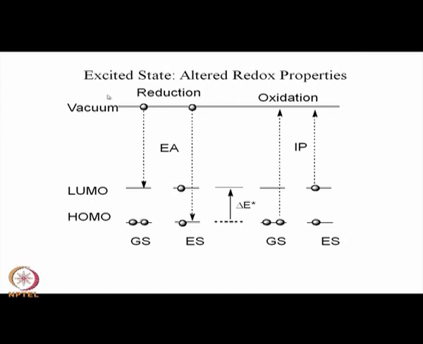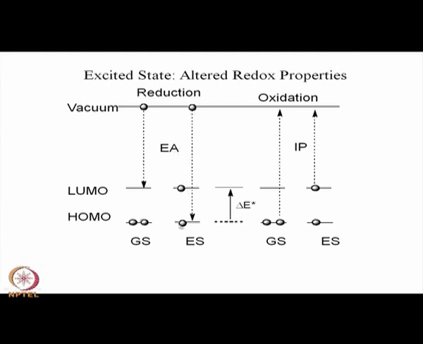So, why is electron transfer taking place in the excited state? Because in the ground state, the electron is over here, two electrons are there. This is your vacuum state. This process is reduction, and this process is oxidation. Oxidation means ionization, and electron affinity means you are adding electrons.